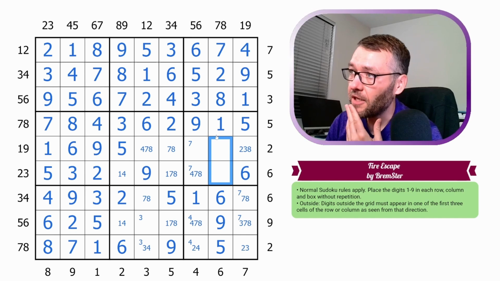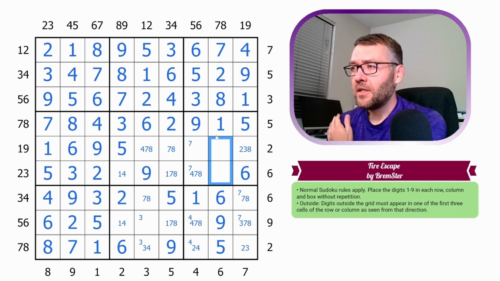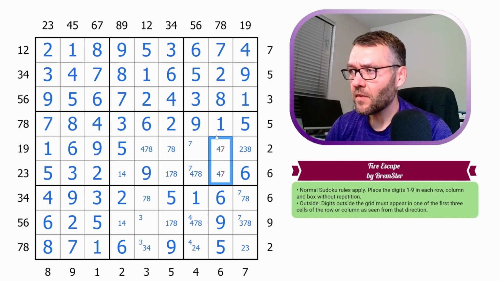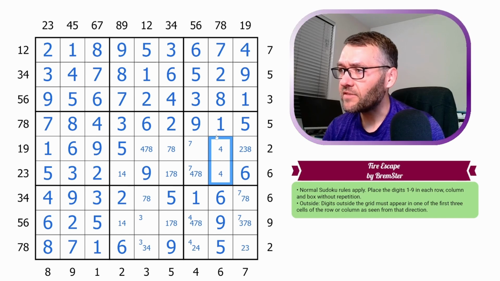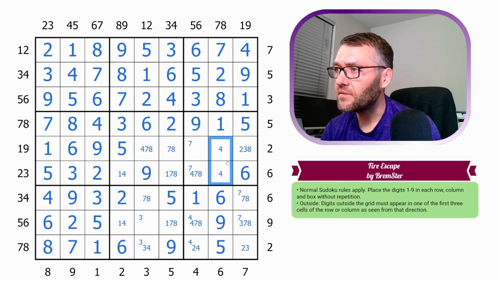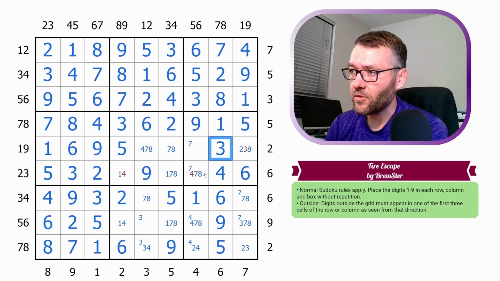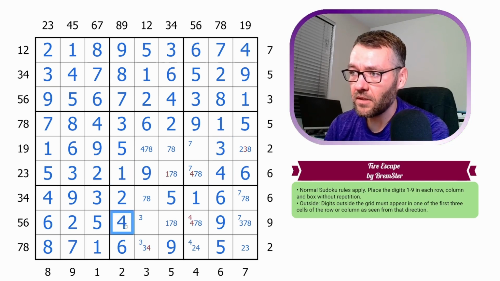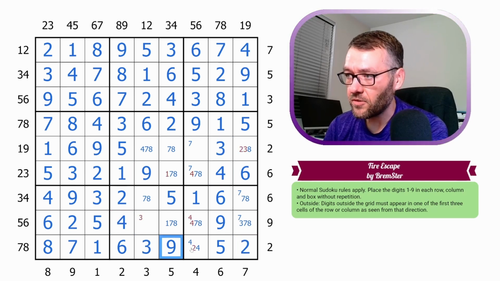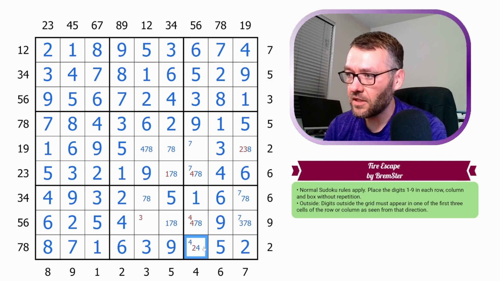This is just a pair here, which is what, a 4 and a 7? No, not a 7. We already have a 7. It's a 4 and a 3. Okay, and then this one's just a 4 and a 3. All right, that makes this a 1, and this a 4, and this a 3, and this a 2 and a, whoops, didn't mean to do that. This is a 4.